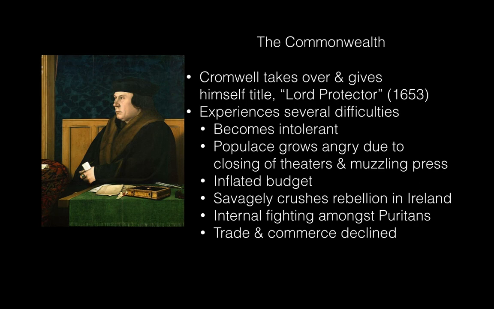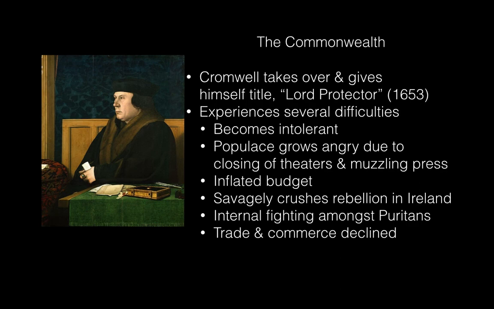He has foreign adventures that inflate the budget to 3 times that of what Charles I had. And Cromwell savagely crushes rebellion in Ireland, leaving quite a legacy of hatred there, and it still exists to this day. And he actually did frighten a lot of the British with his own brutality. Cromwell found it impossible to reconcile the religious differences among the Puritans themselves, and the Levellers and the true Puritans began major infighting amongst the Puritans.